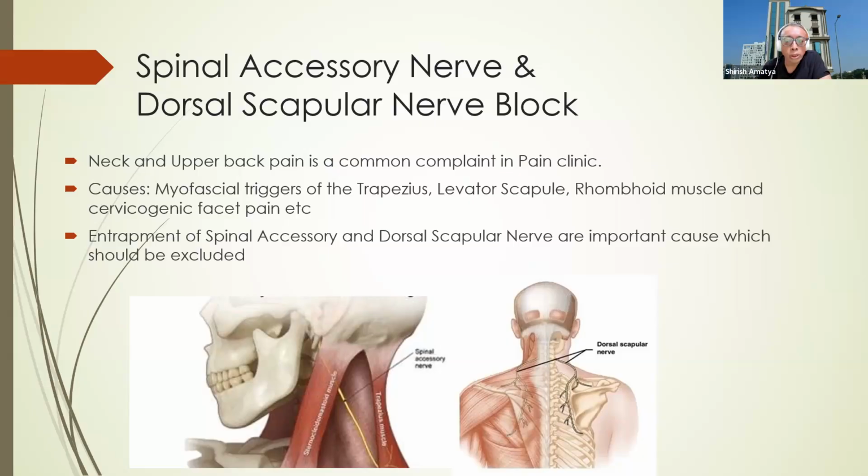And in these conditions, we should also not forget about the spinal accessory as well as dorsoscapular nerve, which can be entrapped when the muscles, especially the scalene muscles as well as rhomboid muscle, get hypertrophied. In these conditions, spinal accessory and dorsoscapular nerve entrapment can be a cause of upper back and neck pain. You can see the picture of the spinal accessory nerve coming out of the jugular foramen and coming downward to the back of the neck. Similarly, the course of dorsoscapular nerve is also seen nicely in the picture, which is near the medial border of the scapula.